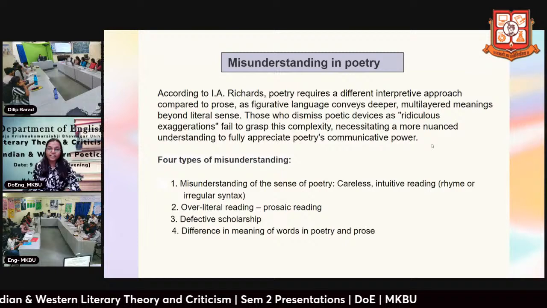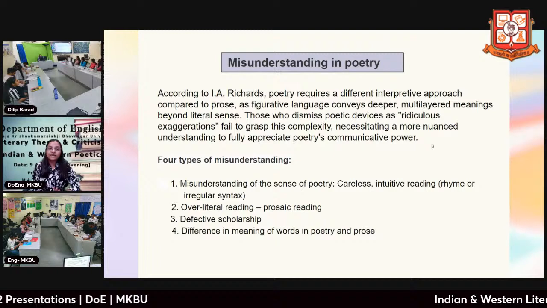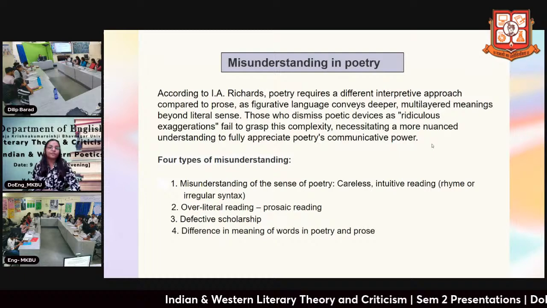Here are the four types of misunderstanding. First, misunderstanding of the sense of poetry: careless and intuitive reading, rhyme or irregular syntax. Second is over-literal reading. Third is defective scholarship, and fourth is the different meaning of words in poetry and prose.